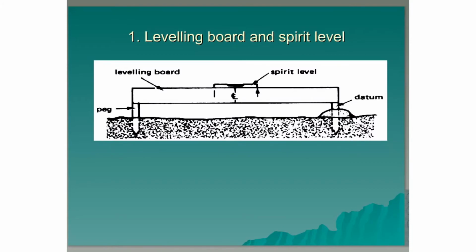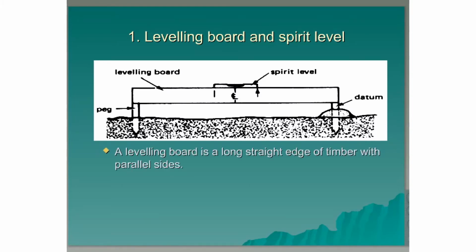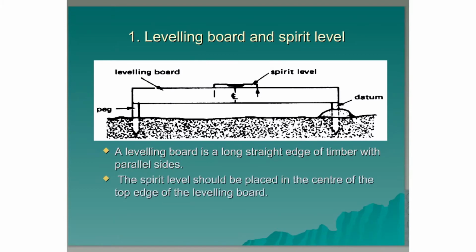Method 1. Transferring levels using a levelling board and a spirit level, or a straight edge and a spirit level. A levelling board is a long straight edge of timber with parallel sides. The spirit level should be placed in the centre of the top edge of the levelling board. This is to allow for any inaccuracies in the straight edge.